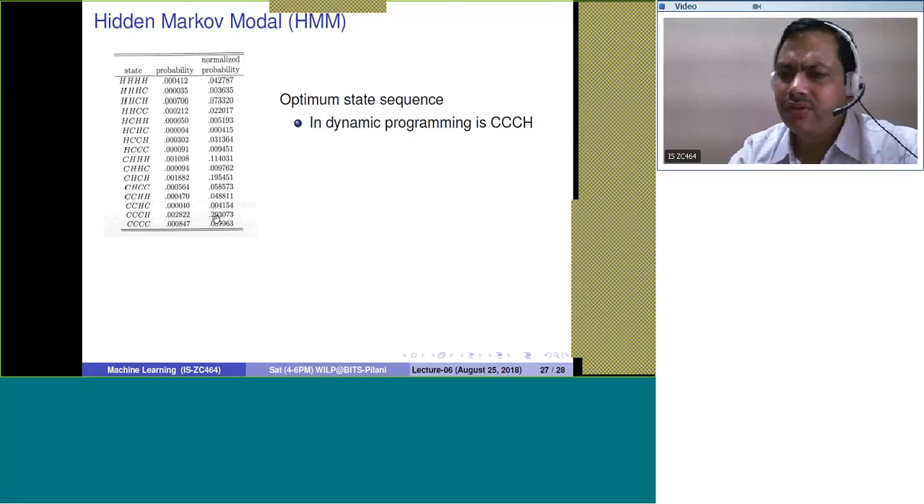Somebody is telling CHHH. No, CHHH is 0.11. CCCH is 0.29. So you see that. This way you can say that the probability of this particular state, where the first day is cold, the next day is cold, the next day is cold, and the next day is hot, is the highest.